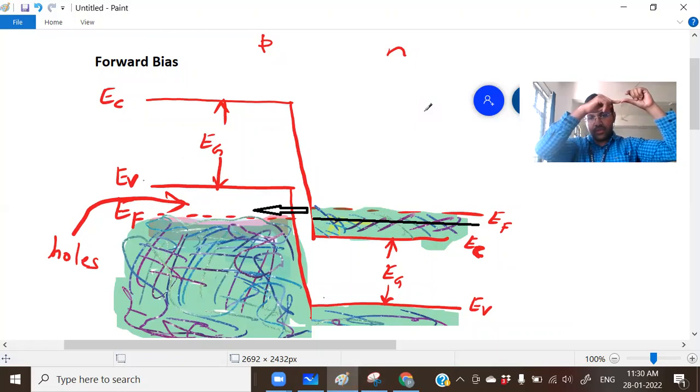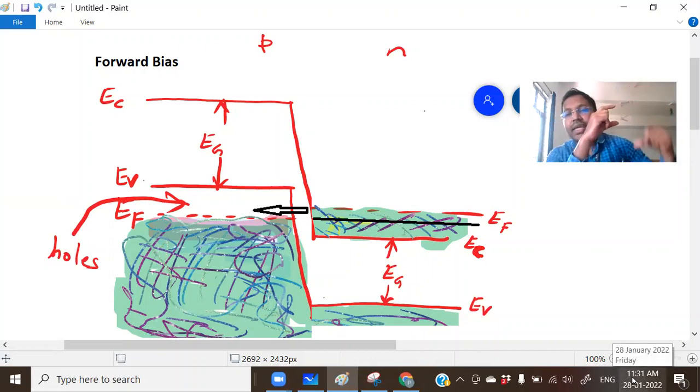This finger indicates my energy level. In fact, that is the highest energy level of the valence band, which is this. Thumb finger indicates the Fermi level on p side. My index finger, I will indicate the Fermi level on n side. My thumb finger, I will indicate the lowest level of the conduction band on n side, which is actually EC. So now under no bias condition, this is the situation.